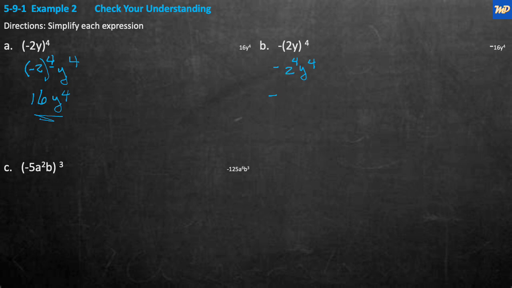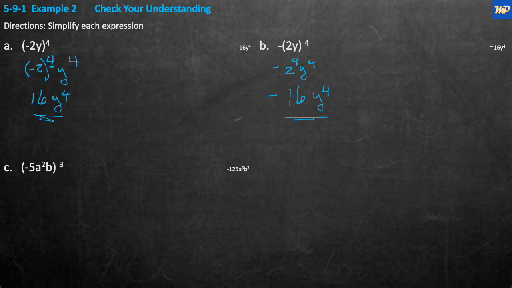So that ends up being 2 to the 4th power. 2 to the 4th power is 16. 2 times 2 is 4, times 2 is 8, times 2 is 16. Y to the 4th power. Negative 16 y to the 4th power.